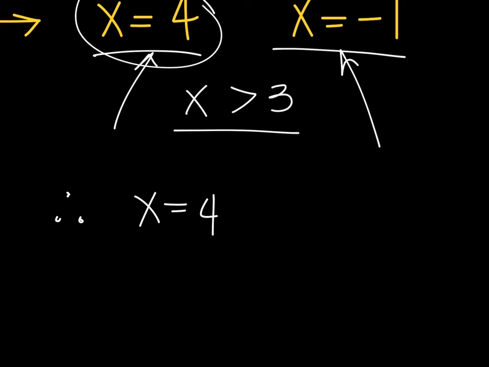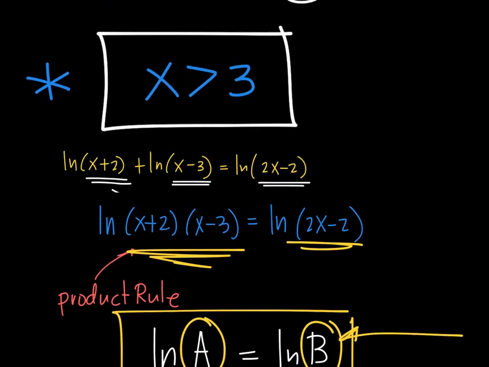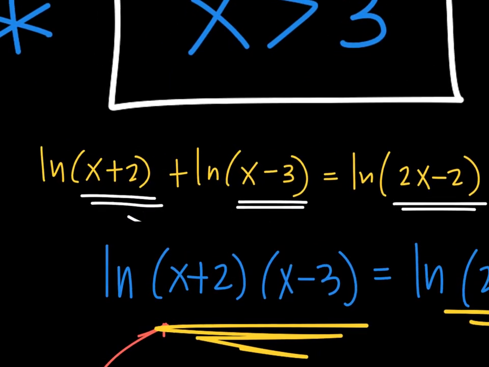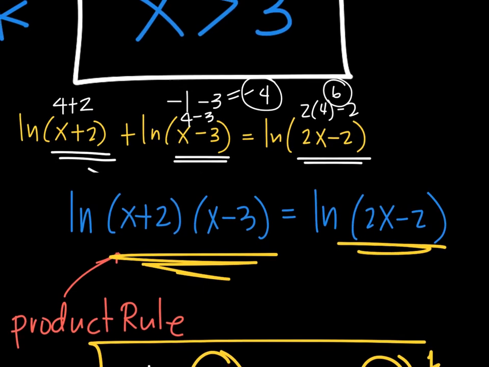To give some context to that idea, if we consider negative 1 as our x, take note that when you replace x with negative 1, this will become negative 4, and negative 4 is not allowed. Whereas if we use 4, then 4 plus 2 is 6, 4 minus 3 is 1, that's okay. 2 times 4 minus 2 is equal to 6, so 6 is acceptable.